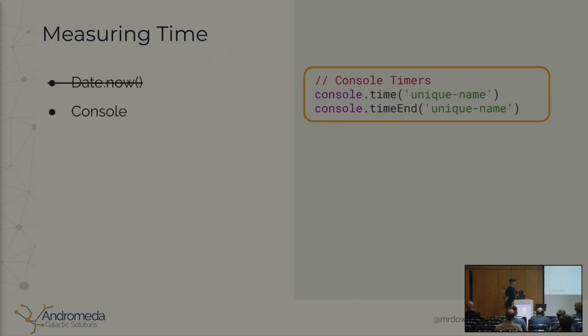So you can use console timers. They can be used for quick and dirty measurements. They're fairly useful. They go straight to the console. So if the only thing that you need to do is a quick evaluation, you can look in the developer console, see how long something took, this is great.